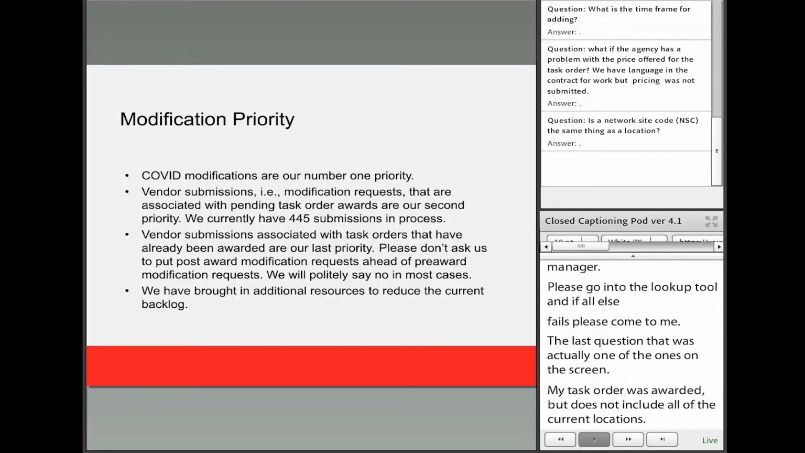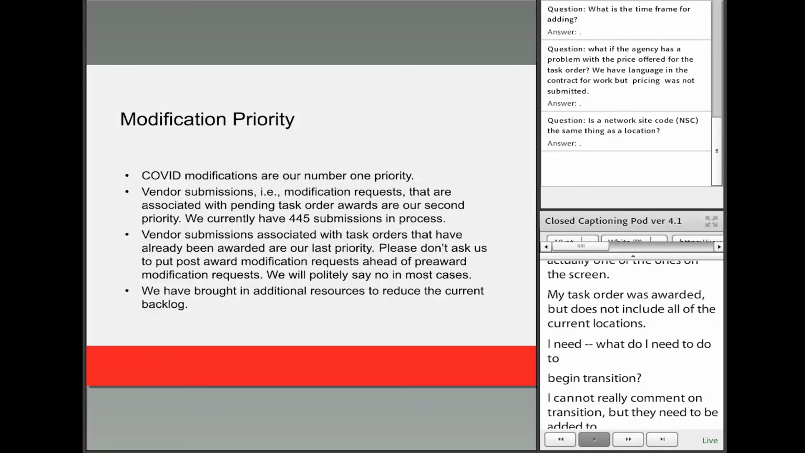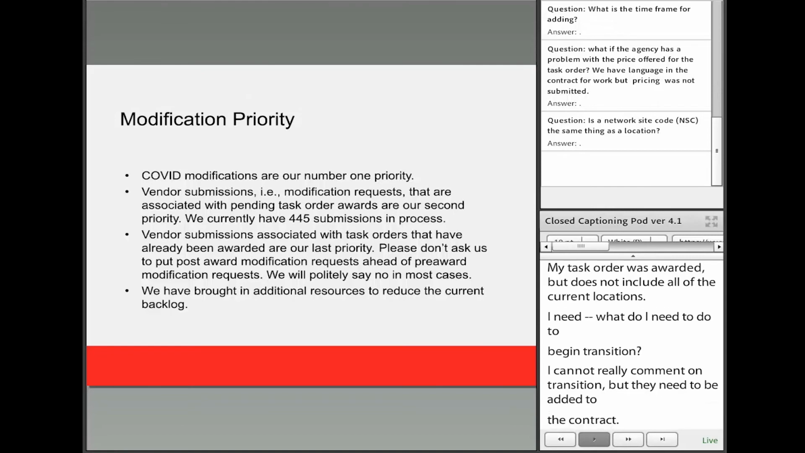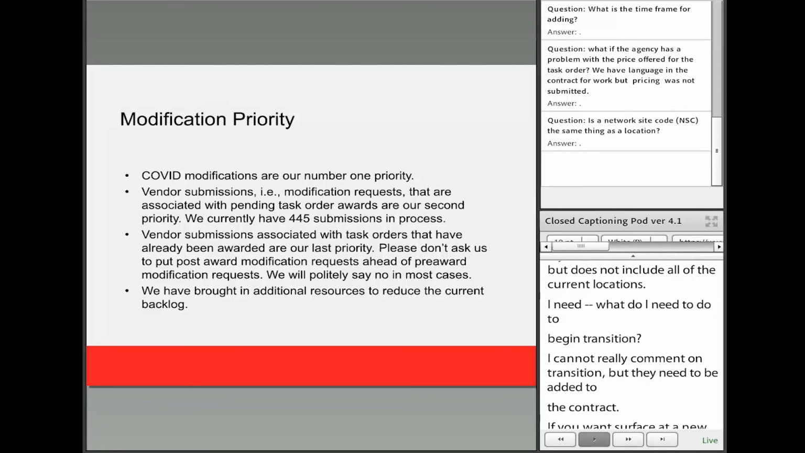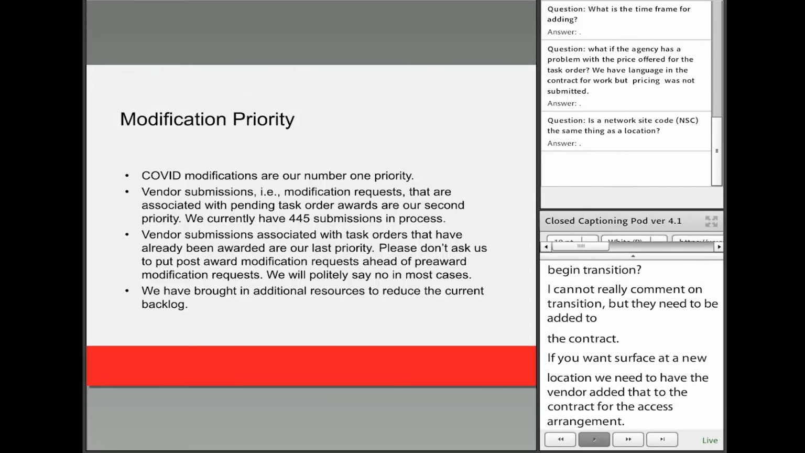I can't really comment on transition, but the missing locations need to be added to the contract via modification to your task order before you can order them. So once again, it's just a simple rule. If you want service at a new location, then we need to have the vendor add that price to the contract for the access arrangement. That needs to be added to your task order. And depending on the service, you may be able to order it right at that time.